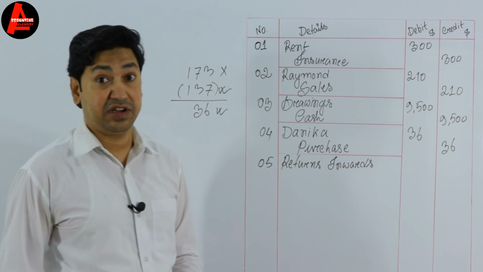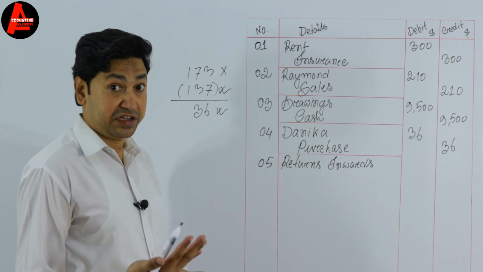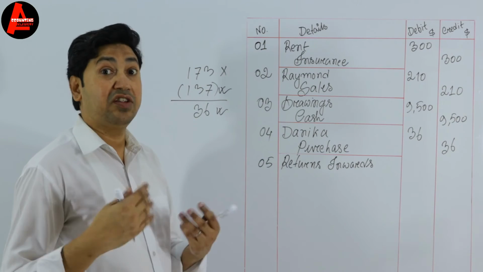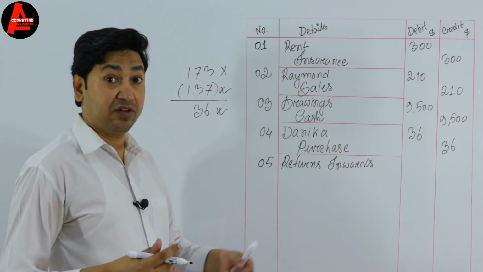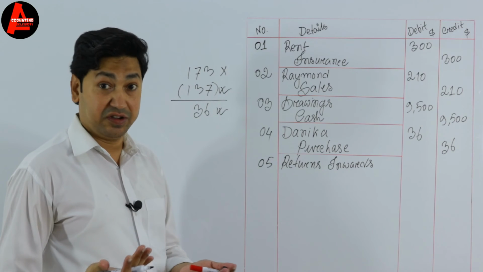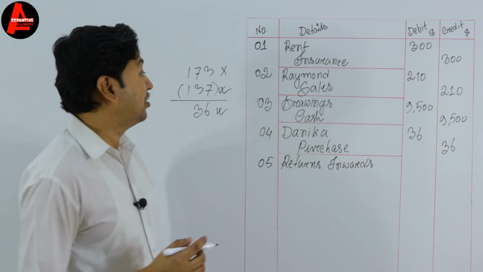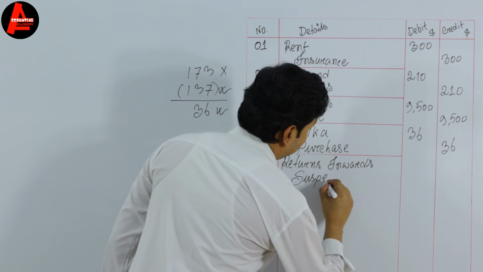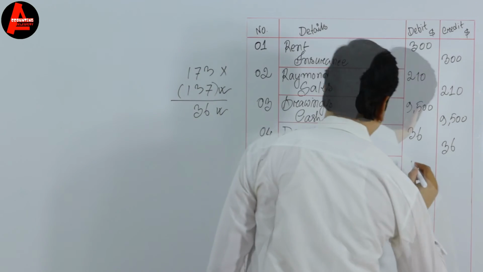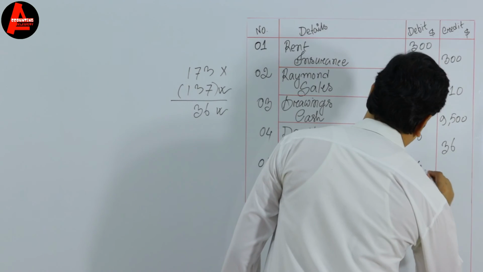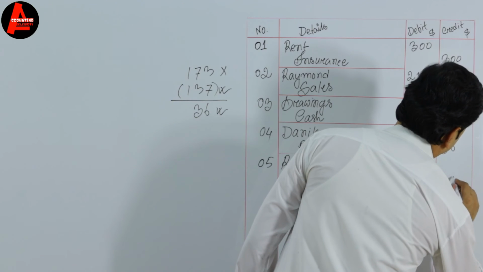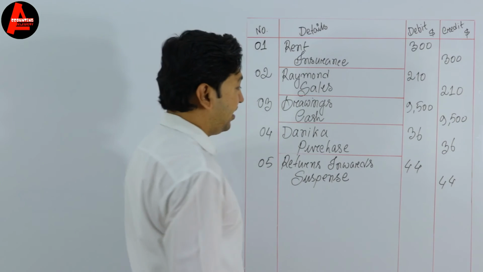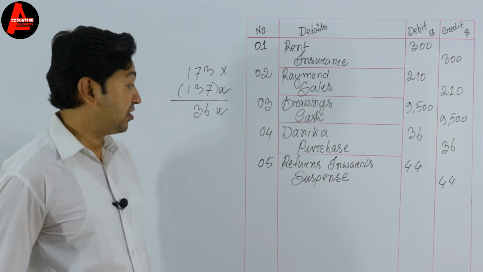Because it is not mentioned here, it is not recorded. Yeah, it is written in the question that it had not been recorded in the return inwards account. So where it was recorded, we don't know, it is not mentioned. Okay, so here we will write suspense account. Okay, so here on the debit column $44 and on the credit column $44. Okay, so our last transaction is number 6.